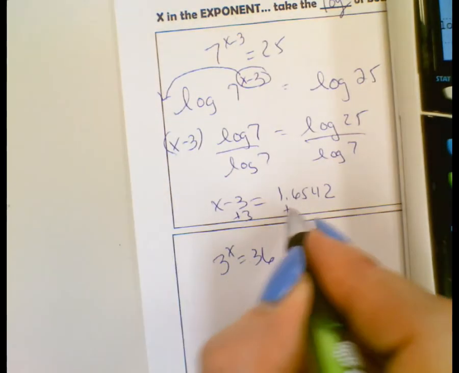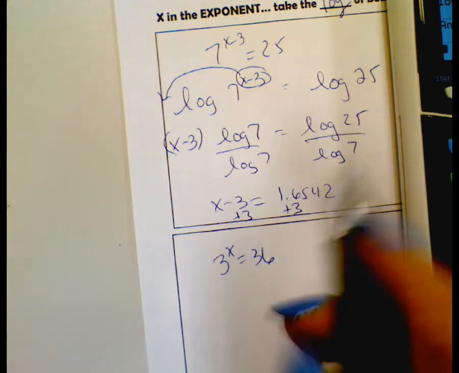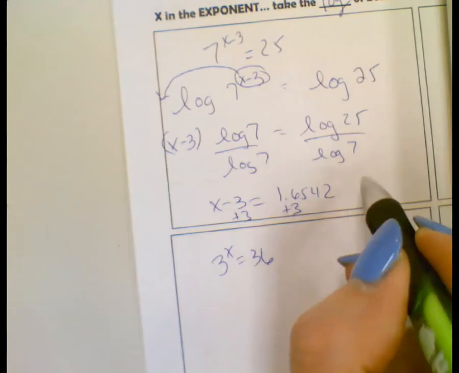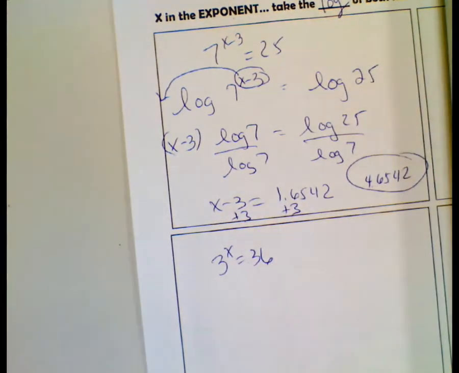Add 3 to both sides, which I'll just do right now in the calculator. And your final answer is 4.6542. That's it.